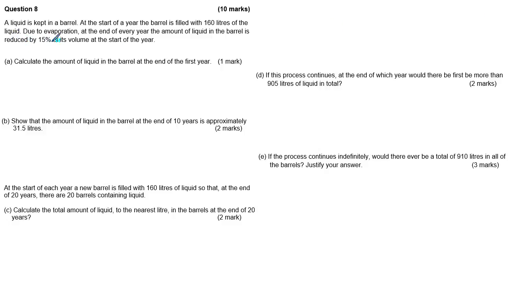A liquid is kept in a barrel. At the start of a year, the barrel is filled with 160 litres of the liquid. Due to evaporation at the end of every year, the amount of liquid in the barrel is reduced by 15% of its volume at the start of the year. Calculate the amount of liquid in the barrel at the end of the first year.